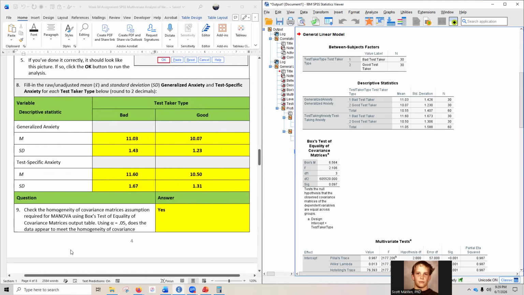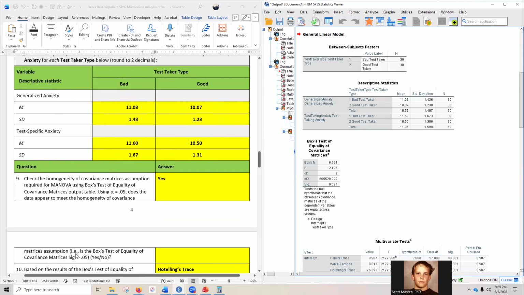So next we're going to check the homogeneity of covariance matrices assumption for MANOVA. We're going to use this Box's test to do that. Basically, using alpha of 0.05, do the data appear to meet the homogeneity of covariance matrices assumption? Another way of saying, is the Box's test of equality sig greater than 0.05? 0.097 is our sig for Box's, and that is indeed greater than 0.05. So we would not be rejecting the null, which is that there is a difference among the covariance matrices. In normal person language, when this thing is not significant, it means you met the assumption. So we would say, yes, we met that assumption.